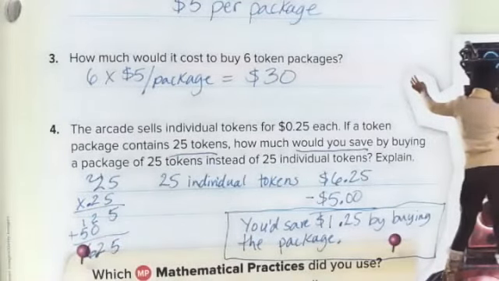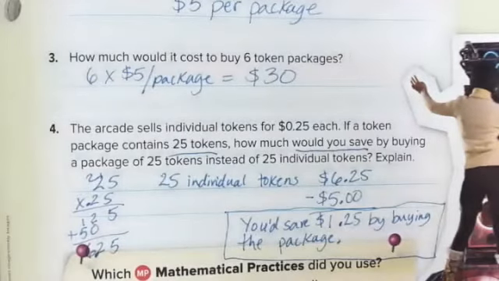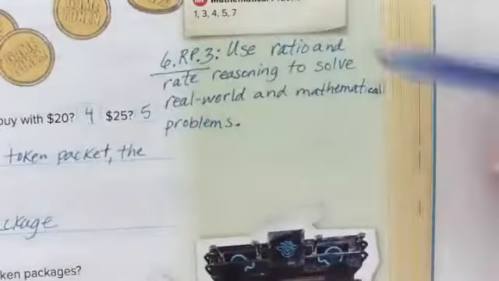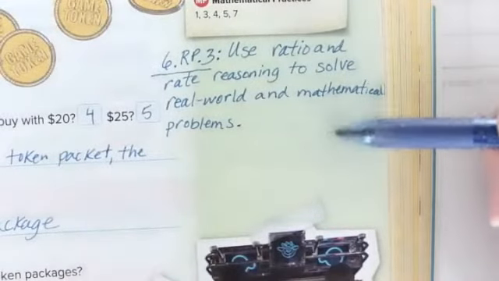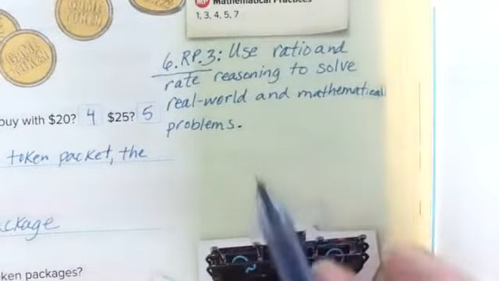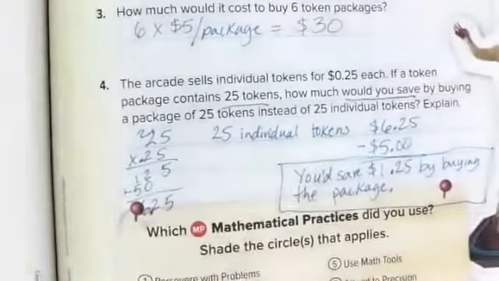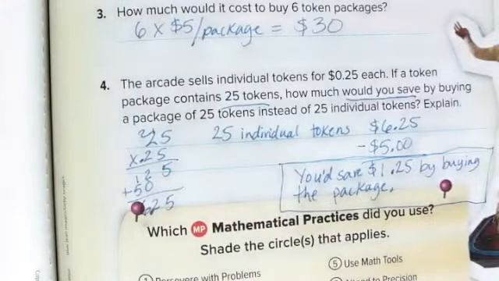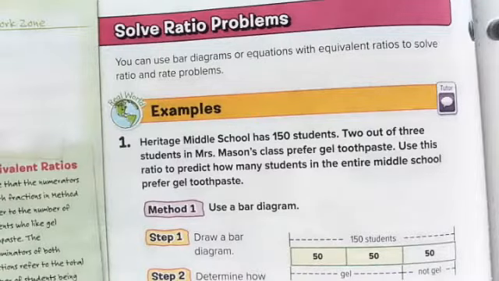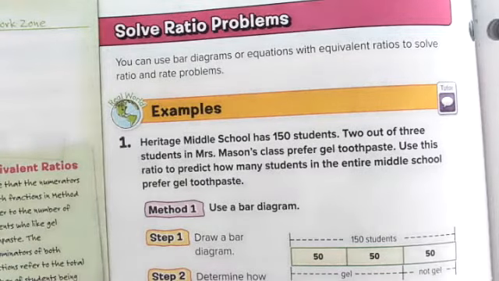Okay, and that was page 71. The learning target for this lesson that we are doing today is to use ratio and rate reasoning to solve real world problems and mathematical problems. That's our learning target for today. Okay, and then we'll turn the page to page 72. Okay, so now we're on page 72.